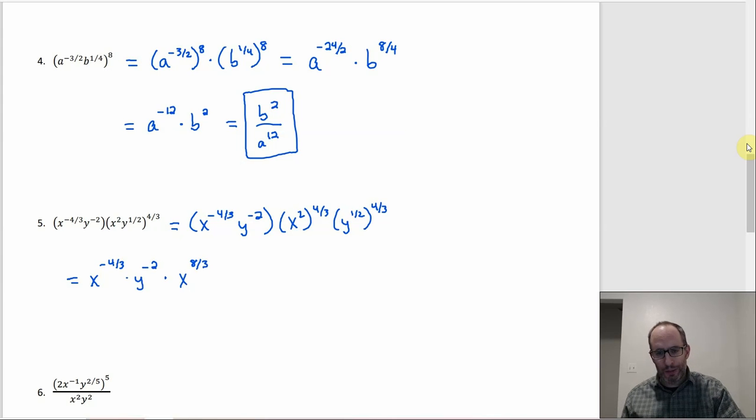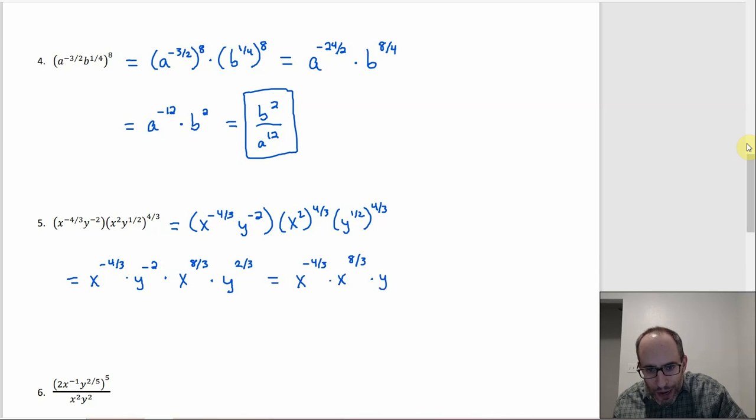And then 1/2 times 4/3 is 2/3, right? Half of 4 is 2, so half of 4/3 is 2/3. Right, so we'd have y to the 2/3. And then I'm just going to rearrange the order, so the two factors with a base of x are next to each other, like this. So if we had x to the negative 4/3 times x to the 8/3 times y to the negative 2 times y to the 2/3, then with the two factors with a base of x, we could add those exponents together. We can do the same thing with the y's.